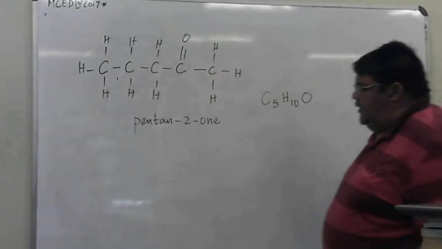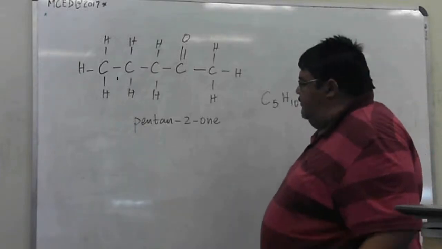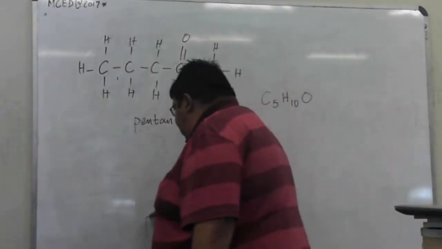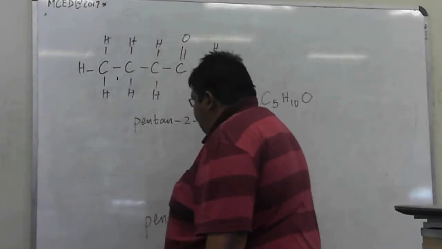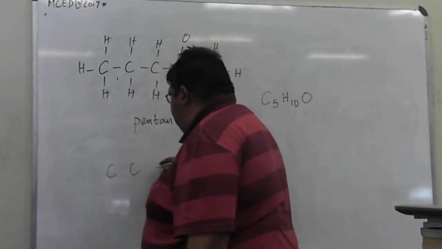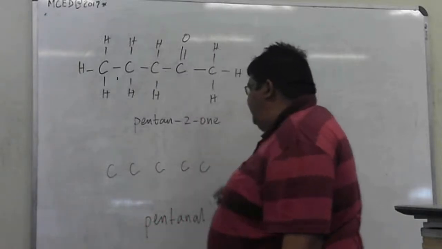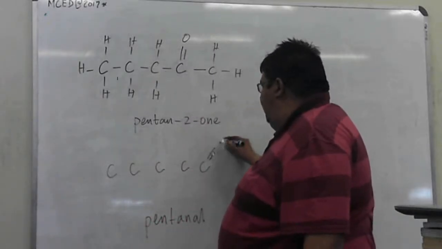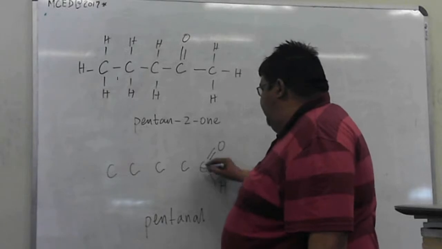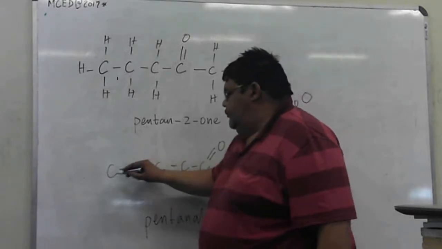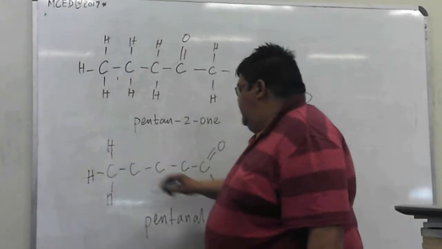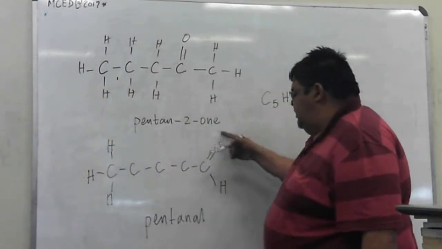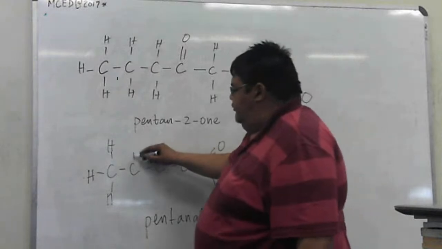Right, so let me draw number E for you. Number E is pentanal. So pentanal is 1, 2, 3, 4, 5 carbons, and on the fifth carbon there is a formyl group. And the carbonyl group and the hydrogen is the formyl group.